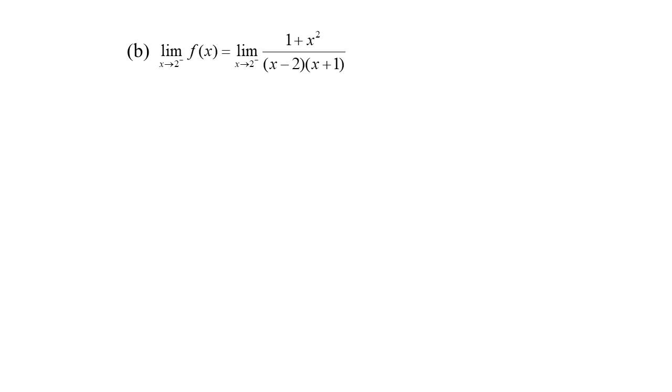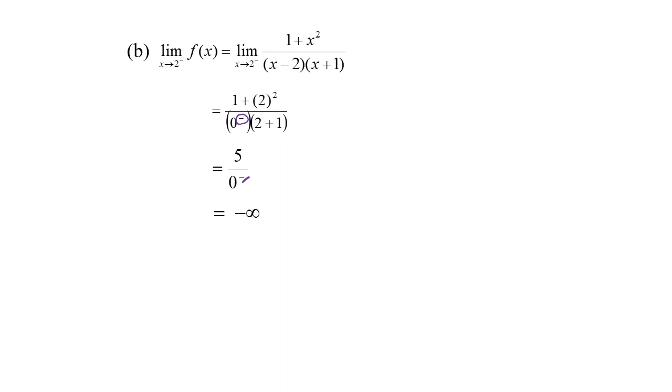For question B, the limit of f(x) as x approaches 2 from the left side. So the function is equal to 1 plus x squared divided by x minus 2 times x plus 1. Okay, so after we substitute the value, what we get here is 1 plus 2 squared divided by 0 negative, with the negative indicator here because it's from the left side. So 1.99 minus 2 will be negative 0, right? So 0 negative multiplied with 2 plus 1. So 0 multiplied with anything will be 0. So we have 5 over 0 negative here. So the answer should be negative infinity.